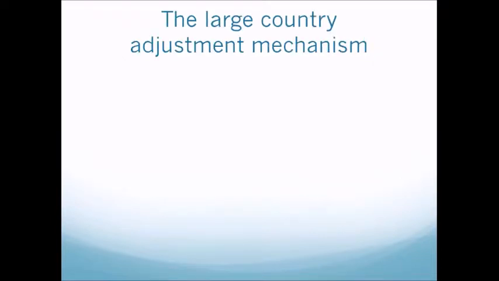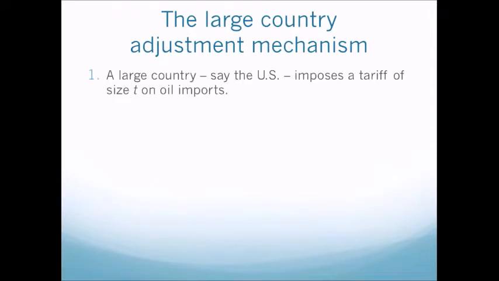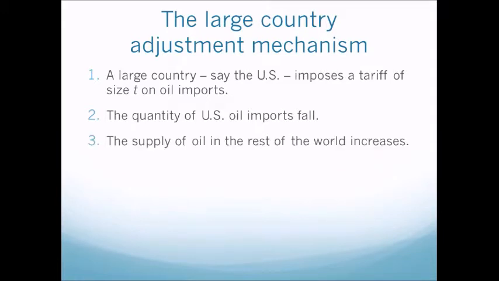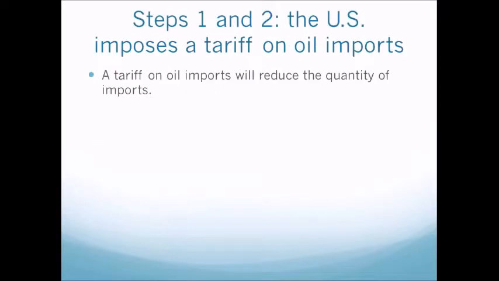Here is the sequence of events for a large country. 1. A large country, say the US, imposes a tariff of size T on oil imports. 2. The quantity of US oil imports falls. 3. The supply of oil in the rest of the world increases. 4. This causes the world price to fall. Now let's look at this in detail.